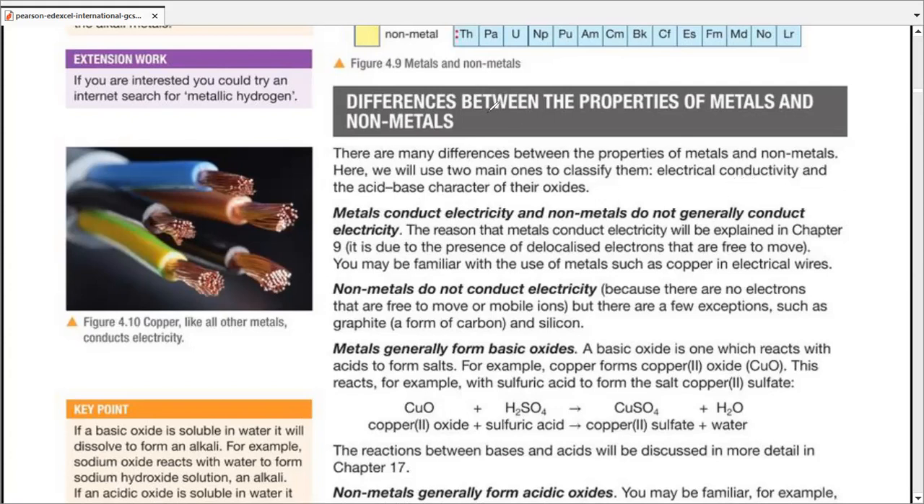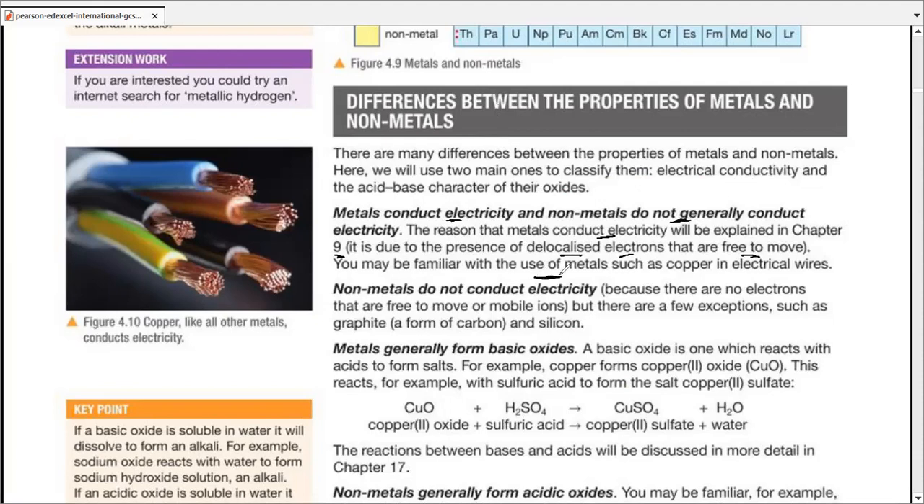Let's start with electrical conductivity. Now, metals can conduct electricity. Non-metals cannot conduct electricity. The major reason metals can conduct electricity is presented in chapter 9. It's because they have delocalized or freely movable electrons. Metals have electrons that can freely move throughout the structure. They can conduct electricity. Non-metals do not have freely movable electrons. They cannot conduct electricity.